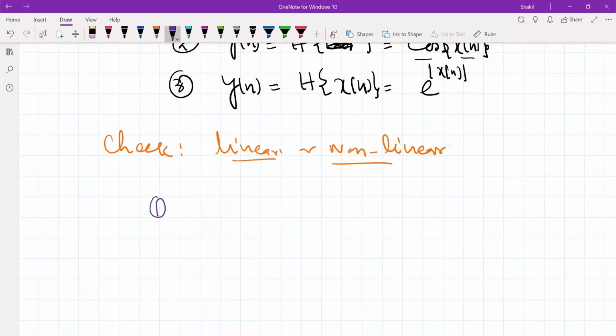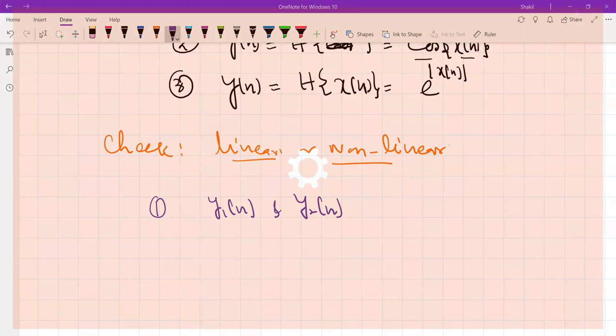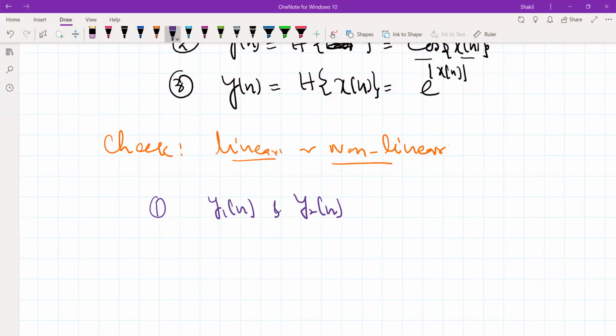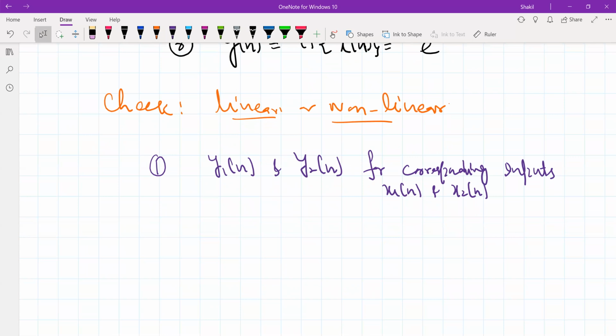The four steps are: first, find the responses. We find the individual responses y1 of n and y2 of n for the corresponding inputs x1 of n and x2 of n. So the first step is to check what y1 of n and y2 of n are when you apply x1 of n and x2 of n respectively.